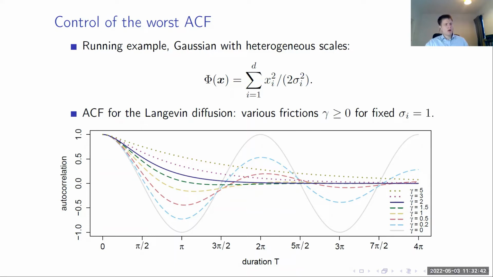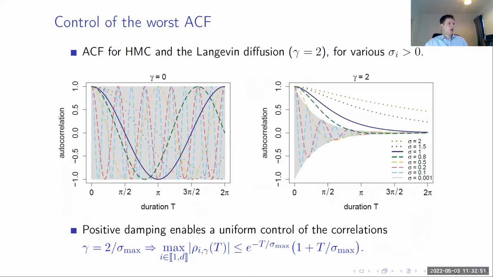But now let's plot the same autocorrelation functions, but now for fixed friction and for various scales sigma I. So here we plot what happens for the kinetic Langevin diffusion for gamma equal 2, this critical choice of damping, and we compare it to what happened for HMC when gamma is equal to 0. This plot we already saw a few slides ago. On the right-hand side, depending on the scale, you have different behaviors, right? When the scale is lower than a certain reference scale, sigma equal 1, you get oscillatory decay towards 0, but all of these autocorrelation functions are still dominated by the ACF corresponding to the reference scale sigma equal 1. However, if you choose scales that are higher than this reference scale, then they will have a monotonous decay, but they will decay much slower than for the reference scale.